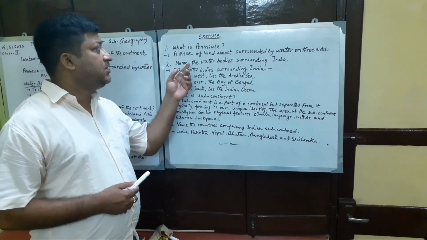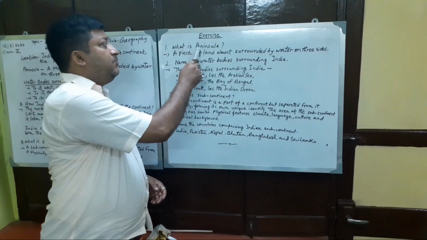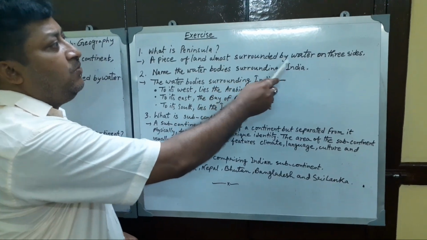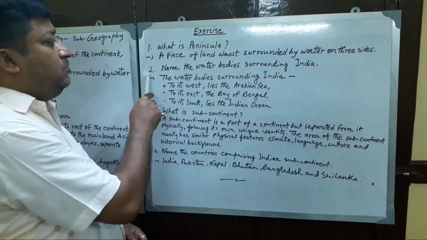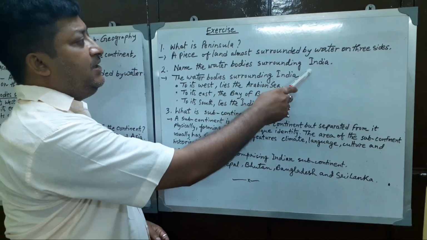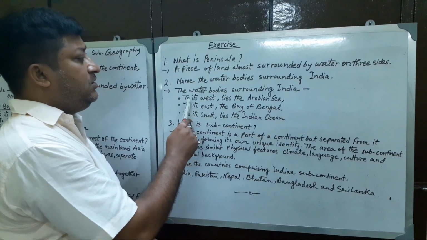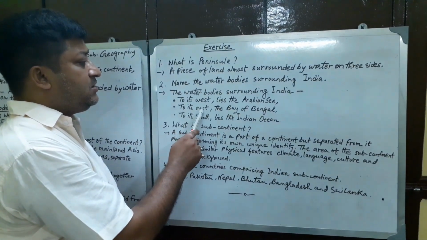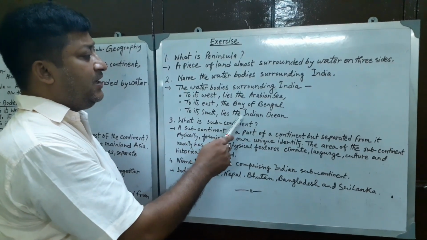Now I shall read the questions and answers of the part I have taught you. Question 1. What is a peninsula? A piece of land almost surrounded by water on three sides. Question 2. Name the water bodies surrounding India. To its west lies the Arabian Sea, to its east the Bay of Bengal, and to its south lies the Indian Ocean.